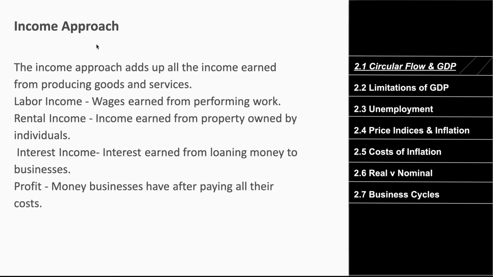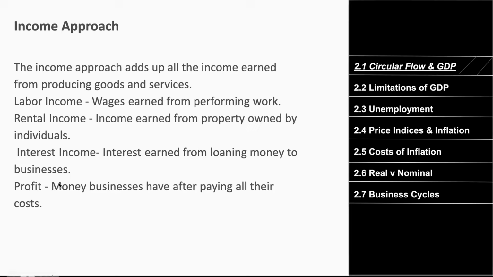Then there's the income approach. This is a little less common, however you'll still probably see this. It adds up all the incomes earned in a country from producing goods and services. So first you have labor income, that's the income you earn from doing work. Rental income is your income earned by property. Interest income is the income you earn from loans, from businesses, and then the profit that corporations make.